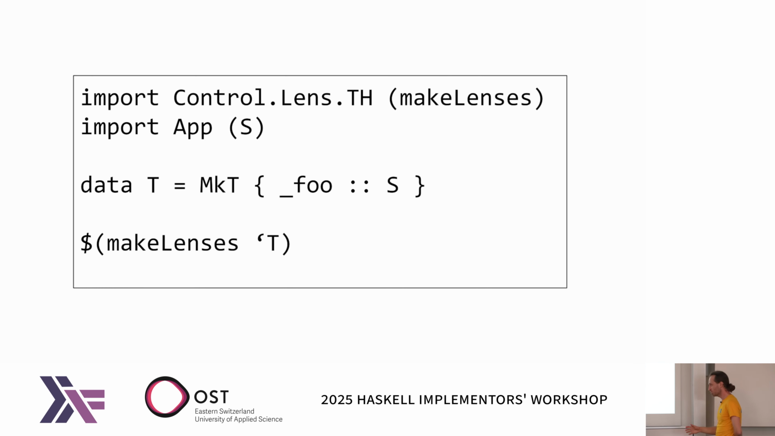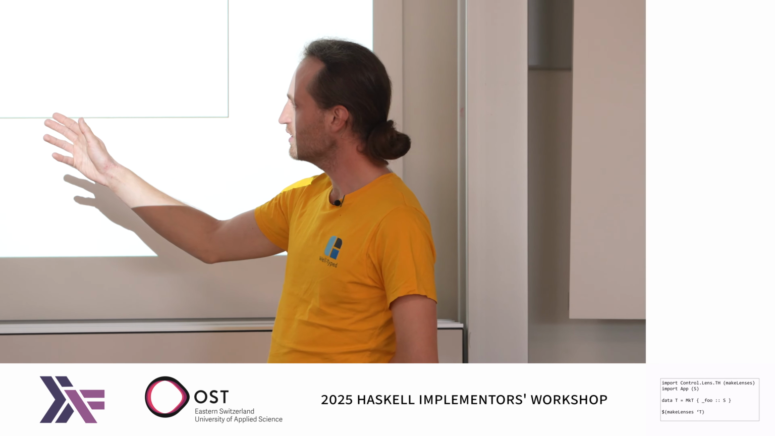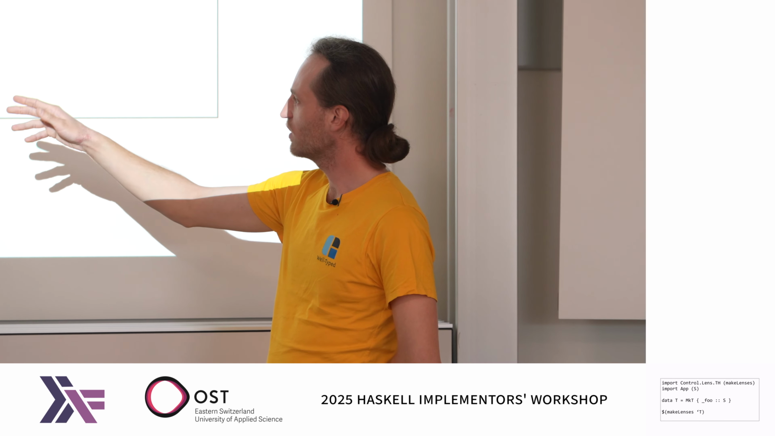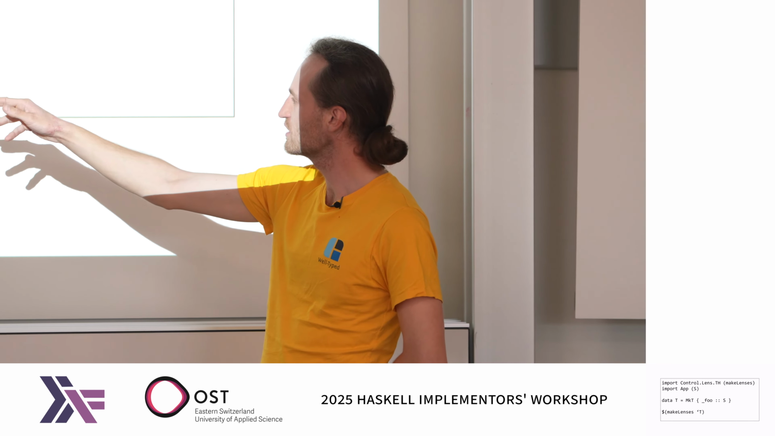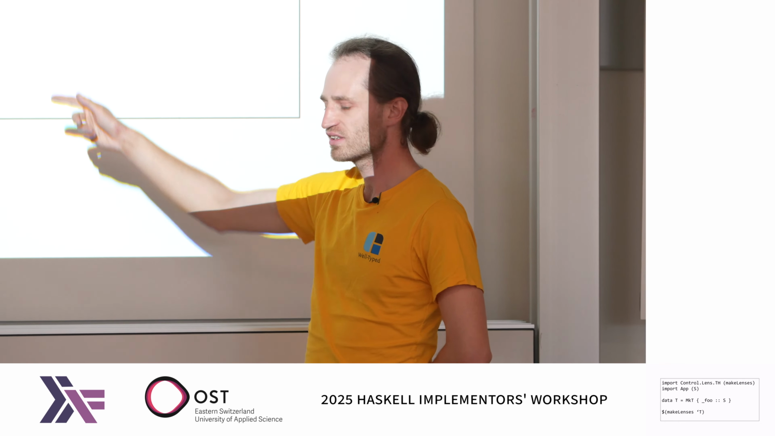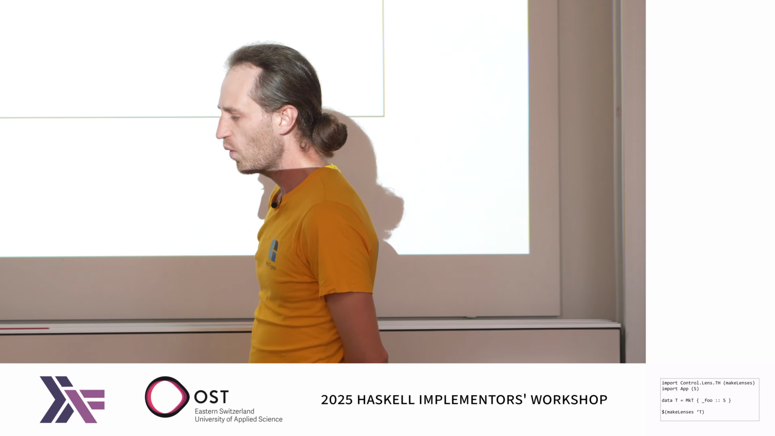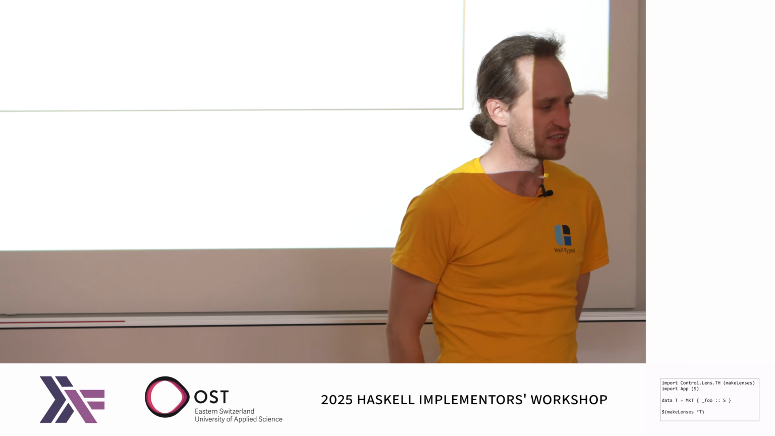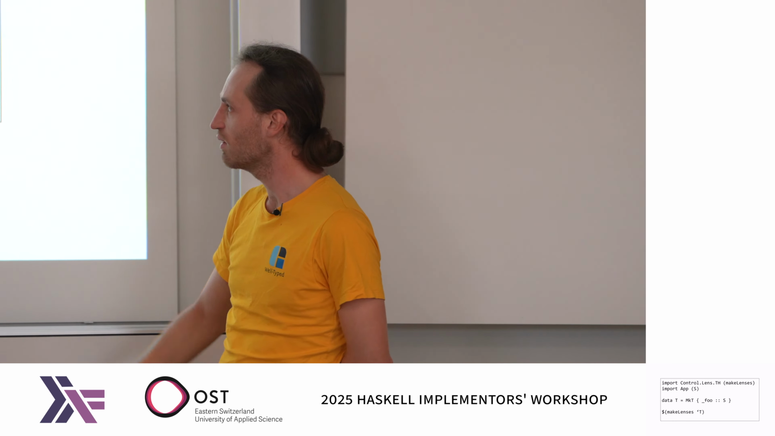One very common way is to use a declaration splice, which instructs the compiler to call this make lenses function, which is provided by the Template Haskell library, to make lenses for your data type T. And then when the module is compiled, this splice will be executed, and the definitions for the lenses will be inserted right there into the program.